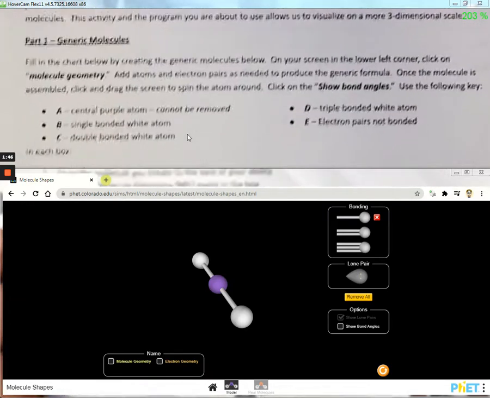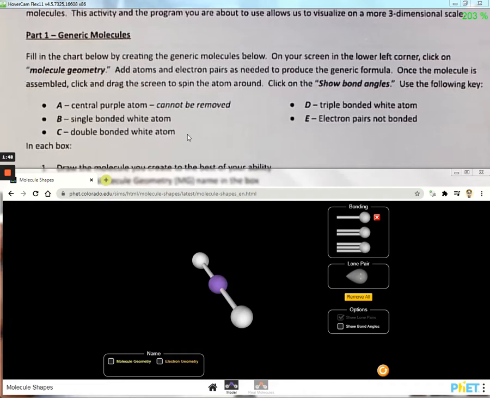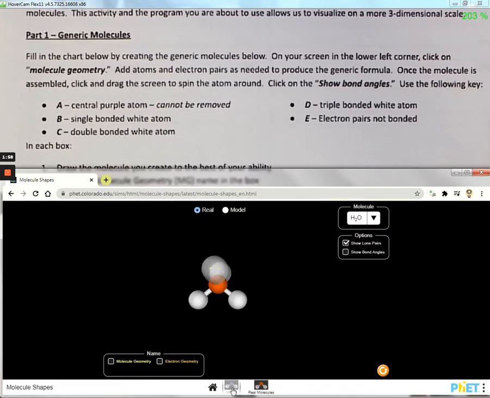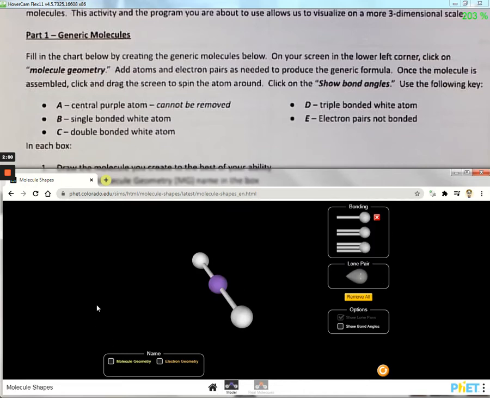Jumping right into the actual action, in this part 1, they want us to build some generic molecules. So in the sim itself, you've got 2 tabs: a real molecules tab and a model tab. You're going to start with this model tab here.